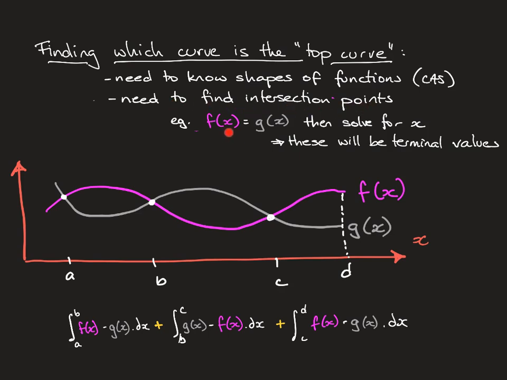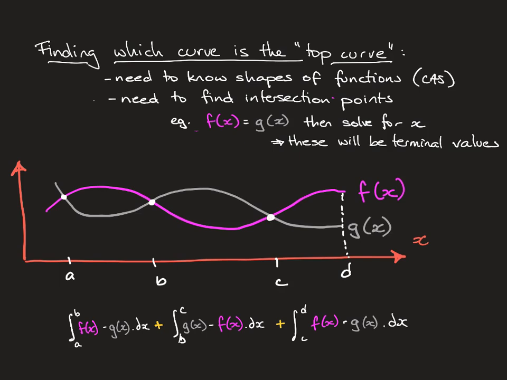So to do that, what you do is you let the formula for one curve equal the formula for the other curve, and then solve that equation for x. The x values that you get will be the x coordinates of the intersection points, but they'll also be your terminal values where you're going to integrate. So once you've found your intersection points, then you need to set your integrals up for each particular section.